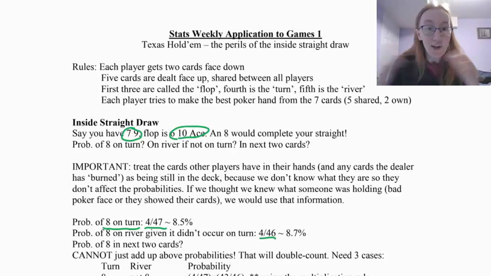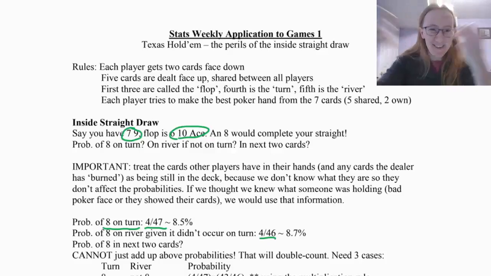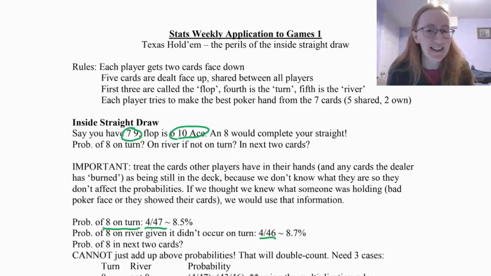What about, in general, the probability that I complete my inside straight, the probability of getting an 8 anywhere in the next 2 cards? Unfortunately, we cannot just add up these two probabilities. We can't just take 8.5 and 8.7 and add them up. And why not? Rhetorical question, because I know you can't respond quickly enough, but think to yourself, why can't we just add those things up? The reason is that will double count the cases where there's an 8 on the turn and the river. So it would overestimate the probability if we just added up those two.